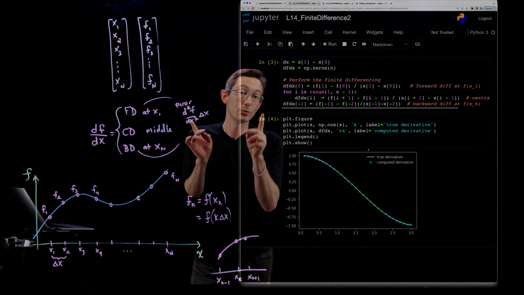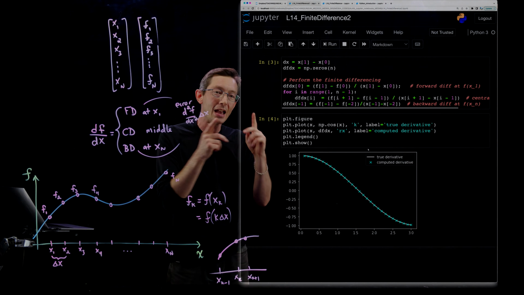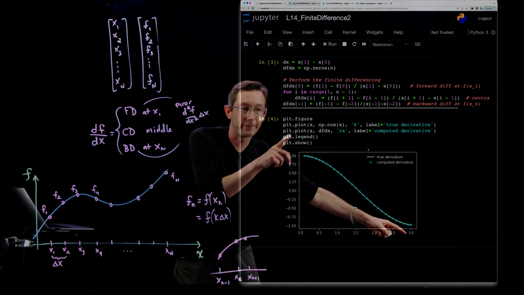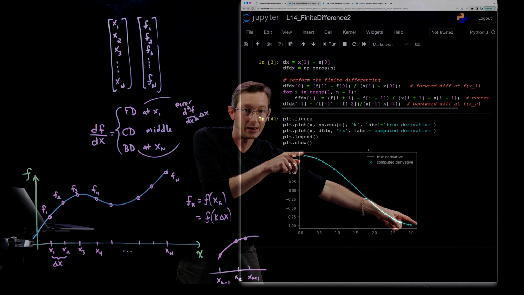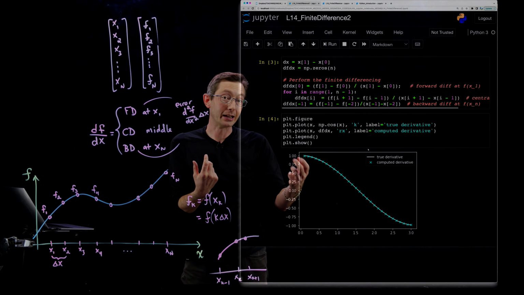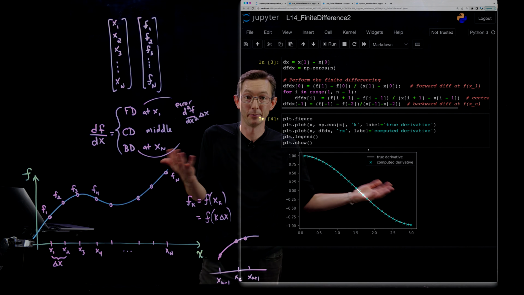But notice my function was sine of x, and the second derivative of sine of x is sine of x. So at the first data point and the last data point of my numerical data, this is 0 and this is approximately pi. And sine at 0 and sine at pi is very close to 0. Well, it is 0. Sine of 0 and sine of pi is 0.